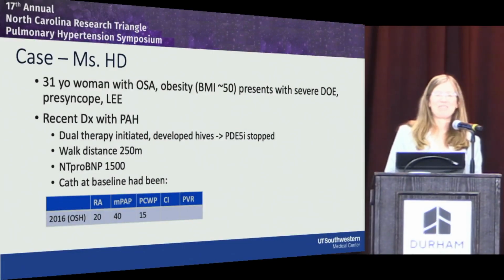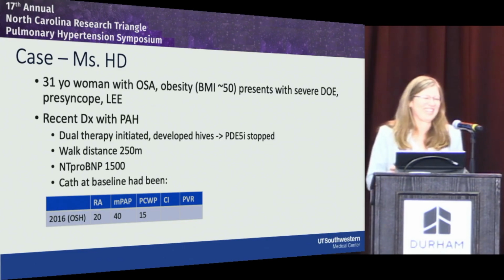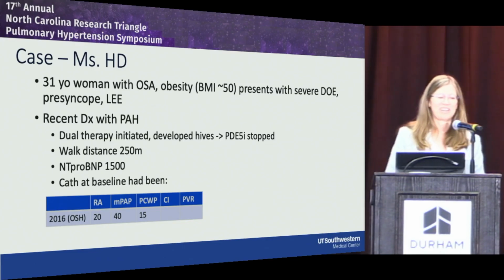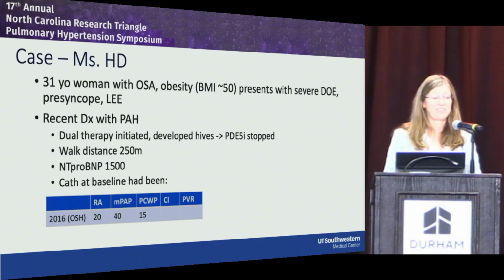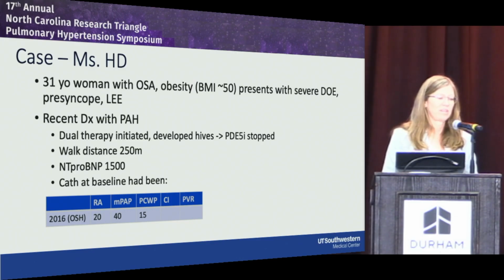All right, so I have one case, but I've tracked her for the last 10 years, so we have a few slides on this. This is a 31-year-old woman. She's obese. She has a BMI of about 50, sleep apnea, no other comorbidities, presents with severe dyspnea on exertion, presyncope, and lower extremity edema. She was diagnosed with PH at another institution based on the cath that is shown there. She was started on dual therapy, but developed hives, so the PDE-5 inhibitor was stopped. And so she is on monotherapy with an ERA. Her walk distance is 250 meters. Her NT-proBNP is 1,500.